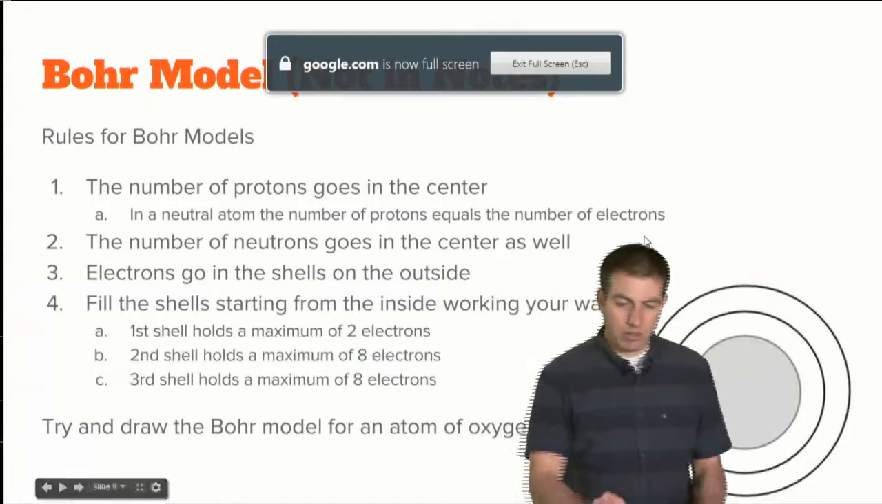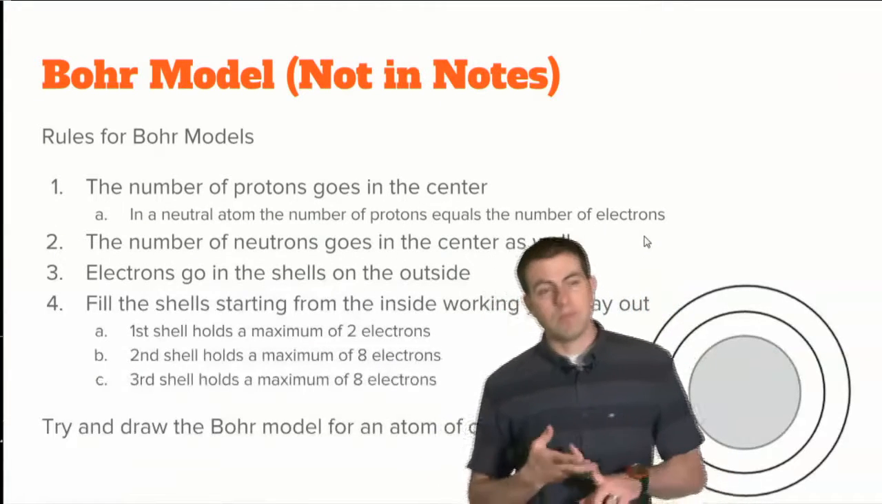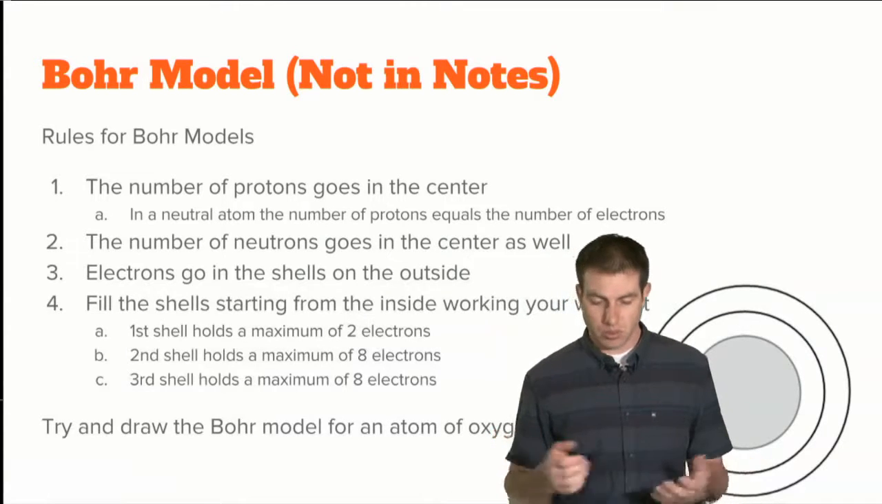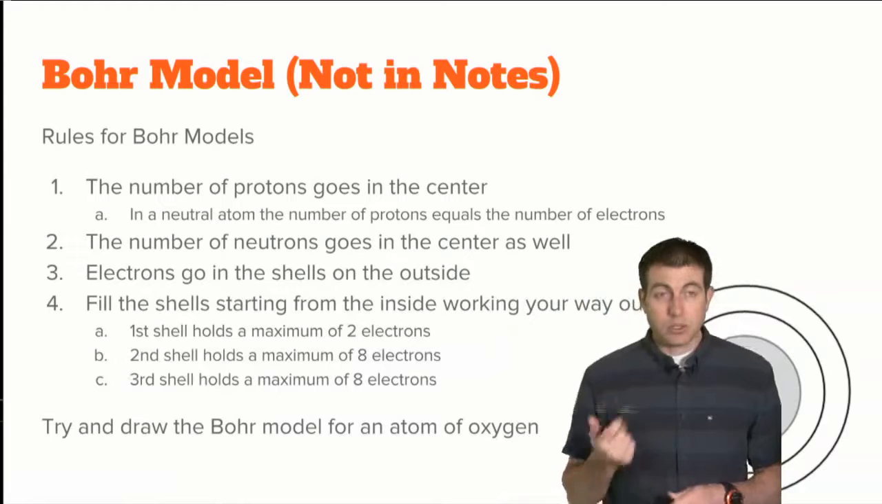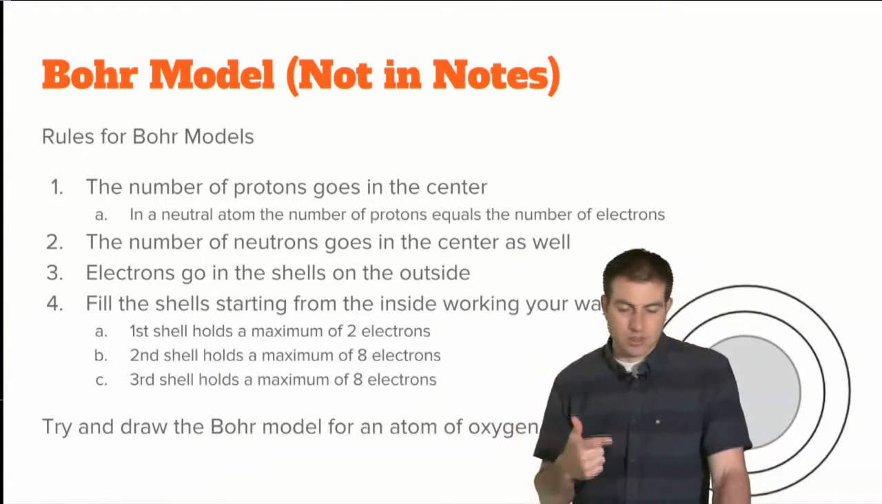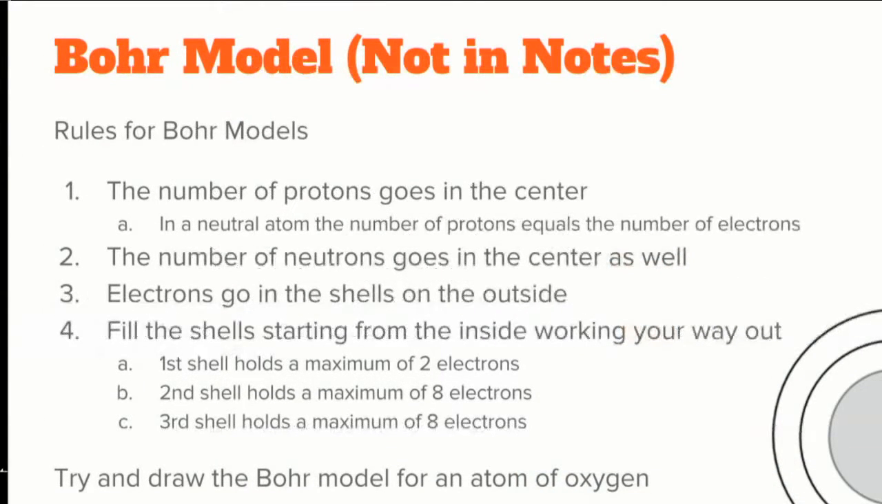All right, so the number of protons goes in the center, we did that. In a neutral atom, the number of protons is going to be the same as the number of electrons. So we did both those things. The neutrons go in the center as well. So in that gray circle, we have protons and we have neutrons. Perfect. Electrons go into the outer shells as dots.